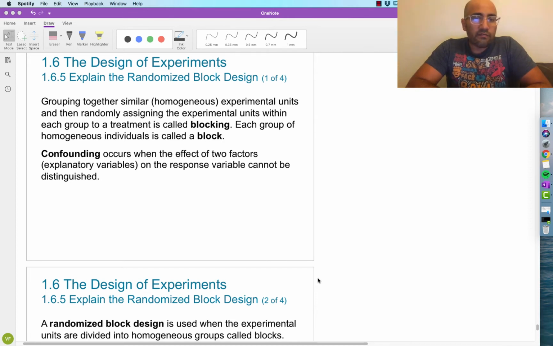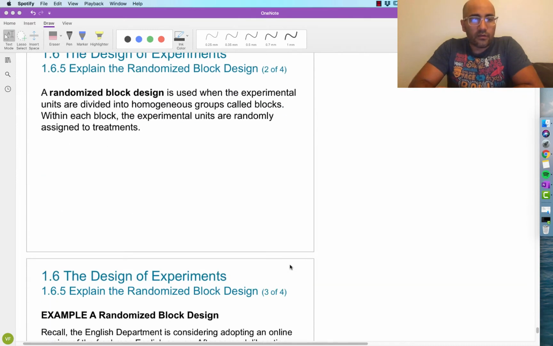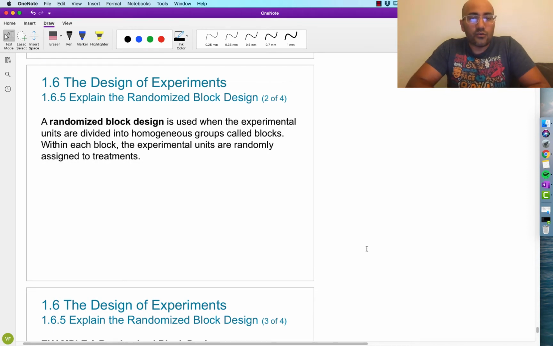Confounding occurs when the effect of two factors, explanatory variables, on a response factor cannot be distinguished. If we're unable to separate them, then we call that confounding. Okay, so here is, a randomized block design is used when experimental units are divided into homogeneous groups called blocks. Within each block, the experimental units are randomly assigned to treatments.